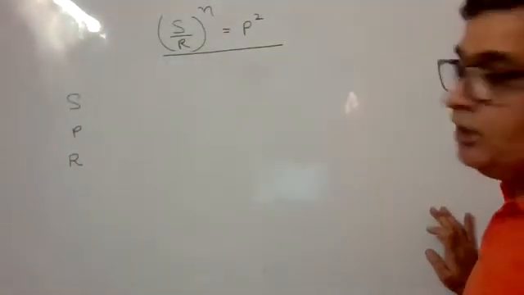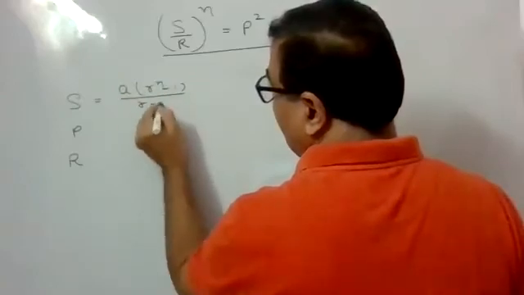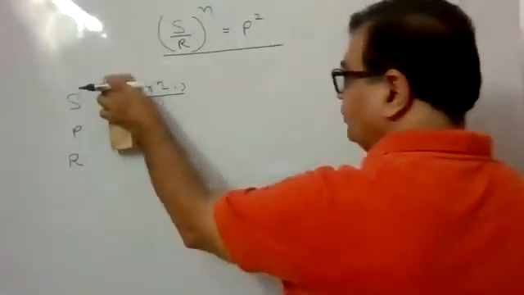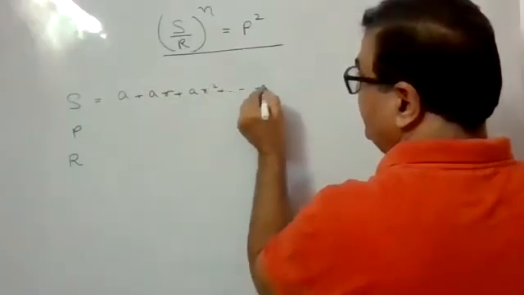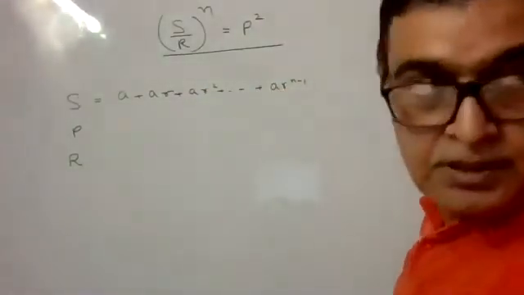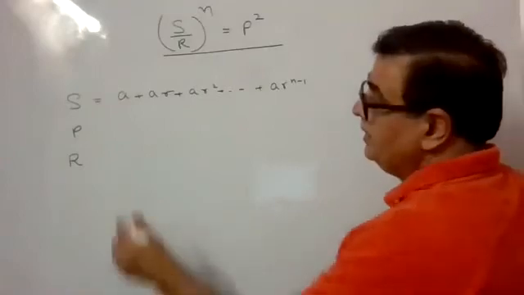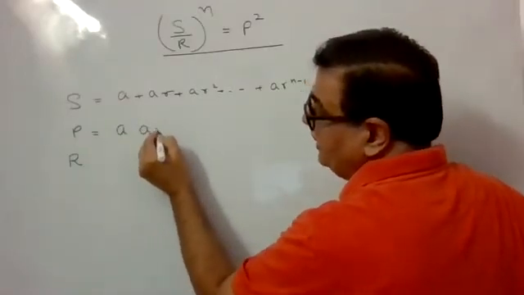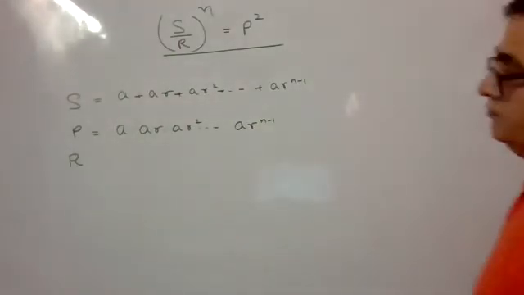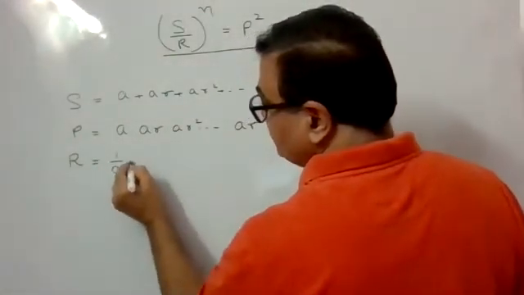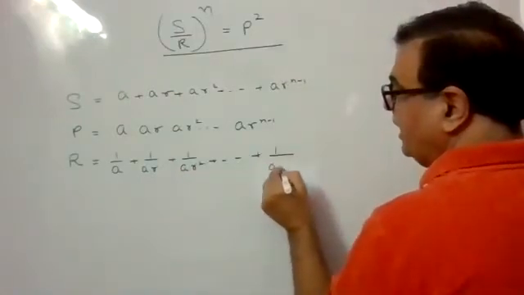What is the S formula? Sum of n terms of GP, A R power n minus 1 by R minus 1. Or you can directly write A plus AR plus AR square till AR power n minus 1. P is the product of n terms of GP, so A into AR into AR squared till AR power n minus 1. And R will be the sum of reciprocals, so 1 by A plus 1 by AR plus 1 by AR squared till 1 by AR power n minus 1.